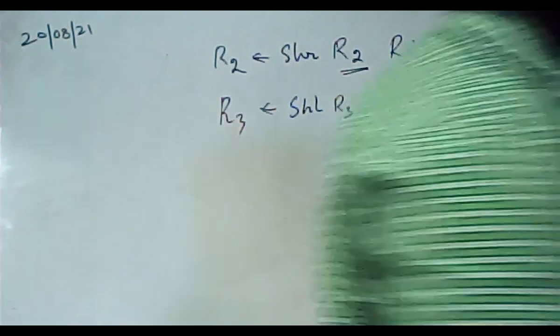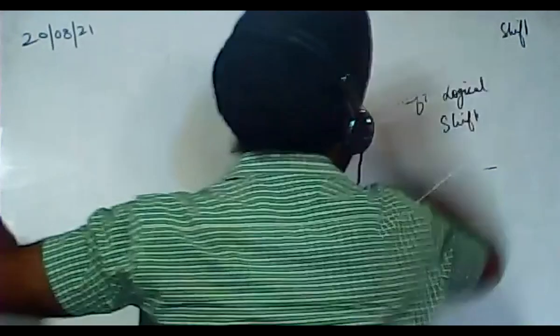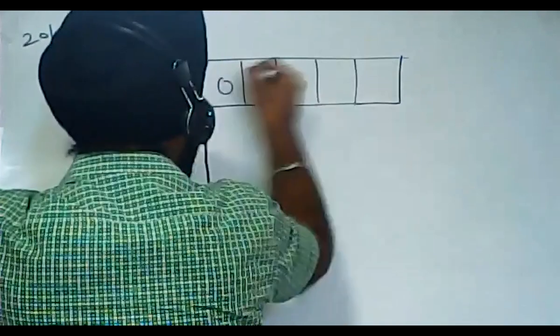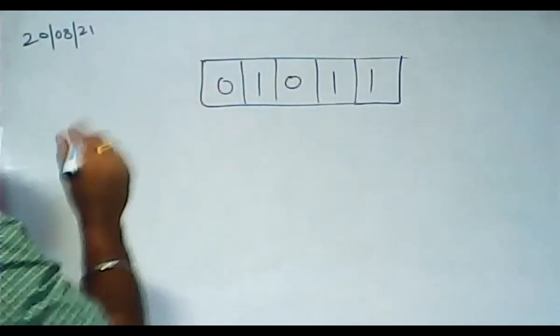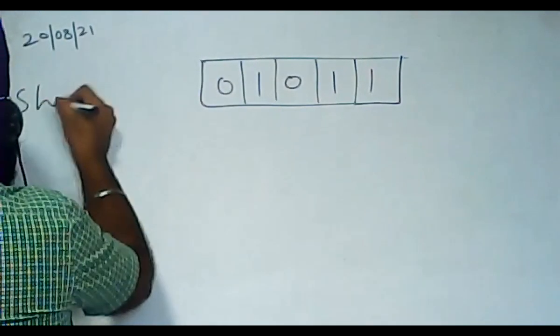So we have right logical shift and left logical shift. I will make you clear by taking suitable examples for it. For example, here is your 5 bits of register, 0 1 0 1 1, right? First of all, I'm going to perform the right logical shift, that is SHR.